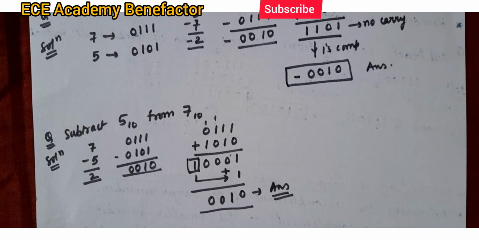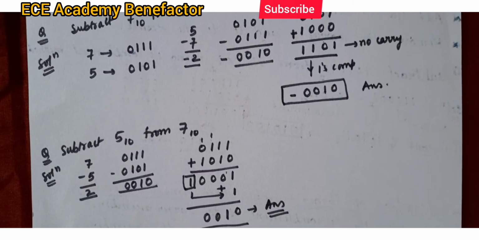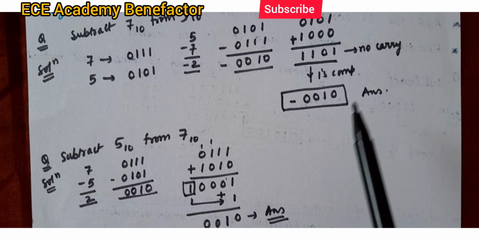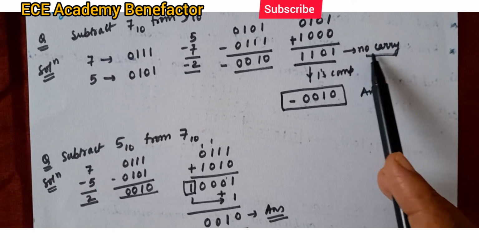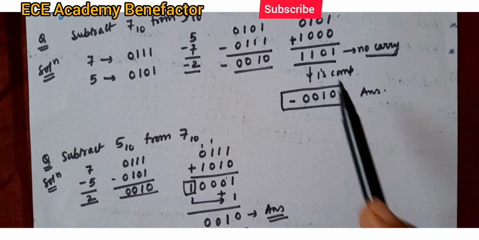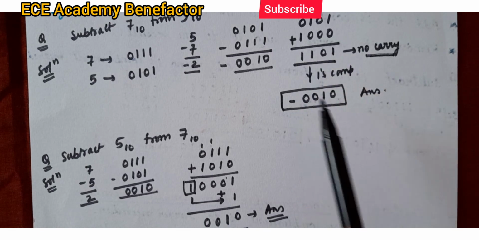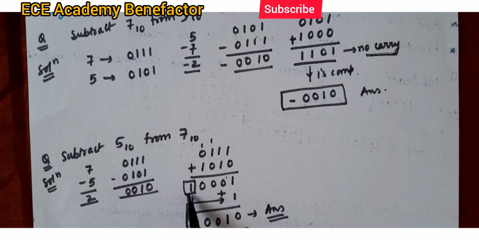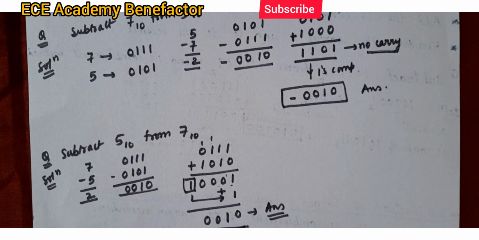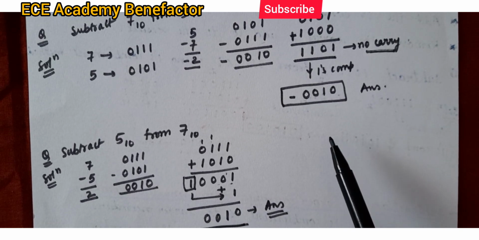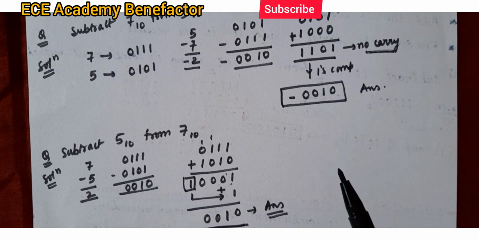In these two examples, what we have seen is that when there is no carry in the result, we take the ones complement of the result and put a minus sign, and when there is a carry in the result, we add that carry to this result, and that is called the final result. This is how we can do ones complement subtraction.